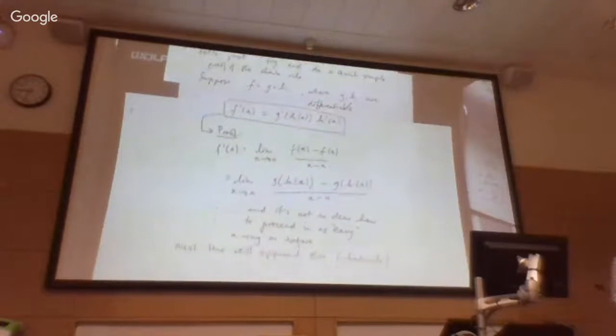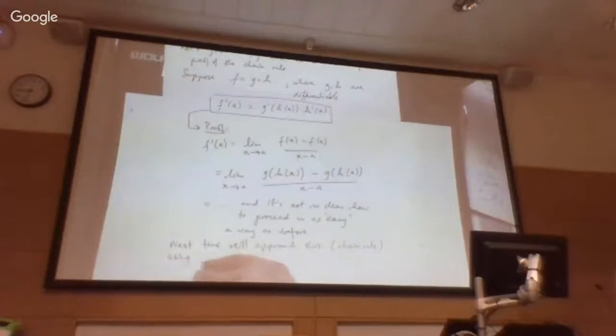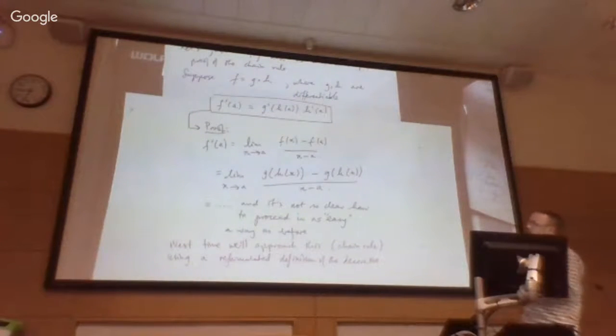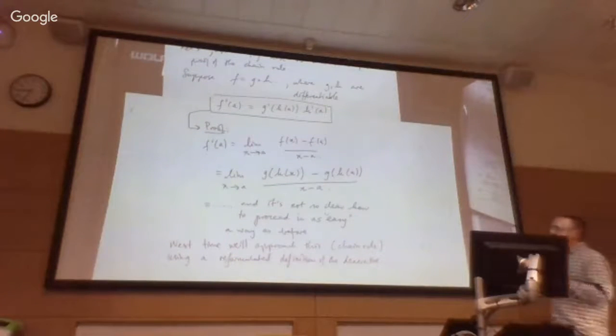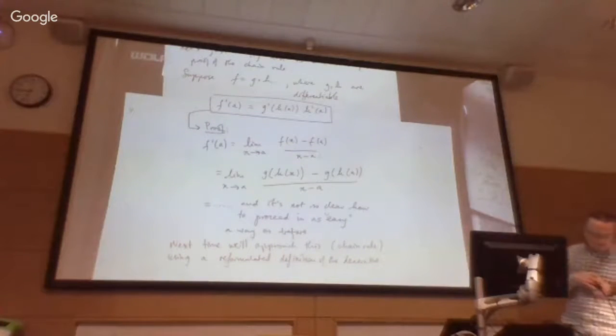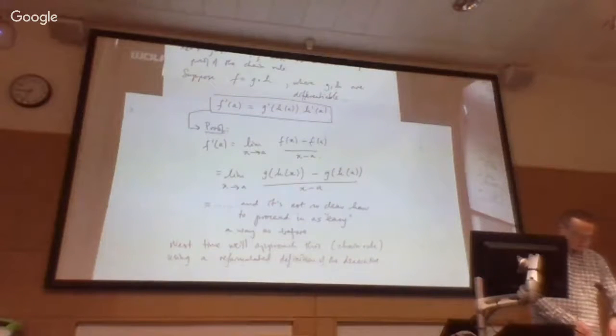We'll give a proof of it, but using a reformulated definition of the derivative, an alternative viewpoint or an alternative way of thinking of the definition of the derivative. So that'll be nice. I mean, it's still the same derivative. It's still more or less the same thing, but it's just a slightly different viewpoint on the derivative, which is very useful to have as well. So we'll see that next time.